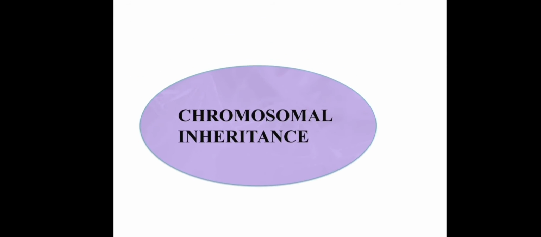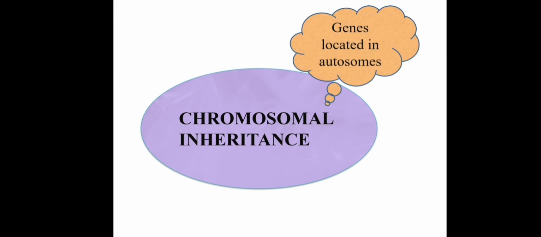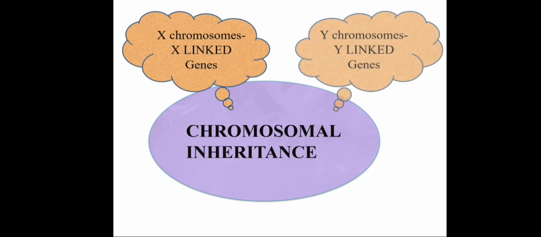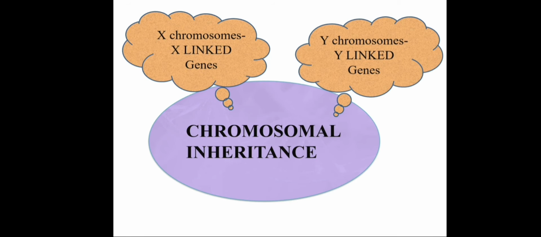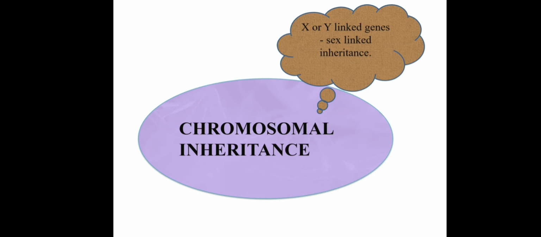Chromosomal inheritance. Most of the inheritable characters are controlled by genes located in autosomes. The genes that occur only on X chromosomes are called X-linked genes. Similarly, the genes that occur only on Y chromosome are called Y-linked genes. The inheritance of X or Y-linked genes is called sex-linked inheritance. First, the sex-linked inheritance was observed in Drosophila.